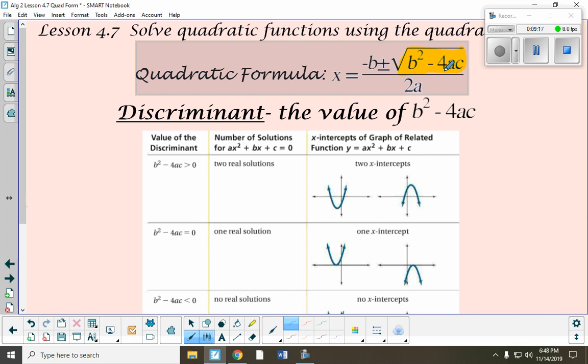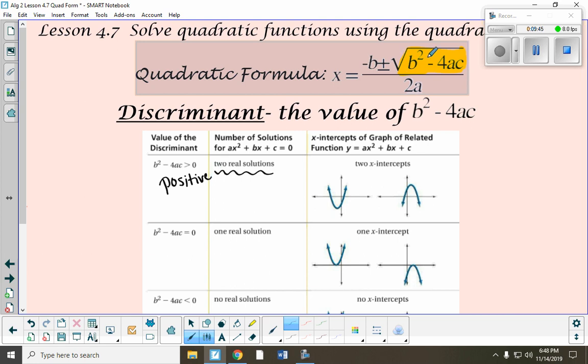When you look at what b squared minus 4ac is, if that value is a positive number, it means you can take the square root of it. So x would equal minus b plus something divided by something, and minus b minus something divided by something. So you would have two solutions, two real solutions if this is positive. If b squared minus 4ac is positive, you'd have two real solutions.